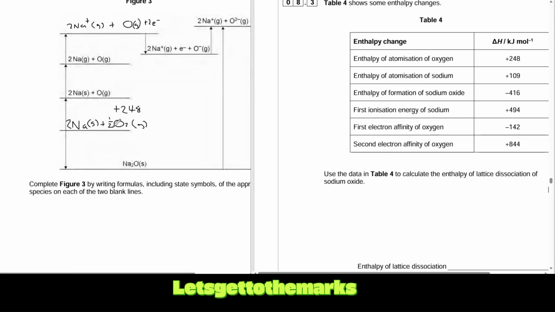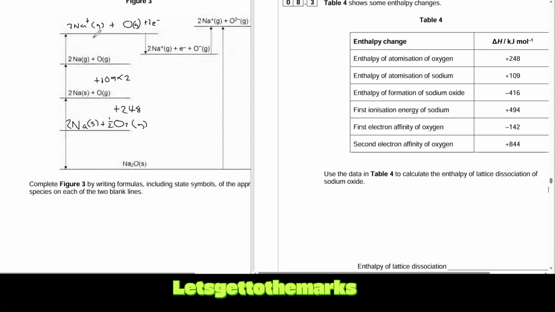And I know what you're saying, but isn't half O2 already O? No, it means half a mole of O2 molecules turns into a mole of oxygen atoms. So you still need to break all those covalent bonds there. All right, let's move on. The next one is the enthalpy of atomization of sodium. So if you're wondering, it goes in order: 109. There is a catch here, guys. Atomization is when you form 1 mole of gaseous atoms. I'm forming 2 moles, so I need to times this by 2.